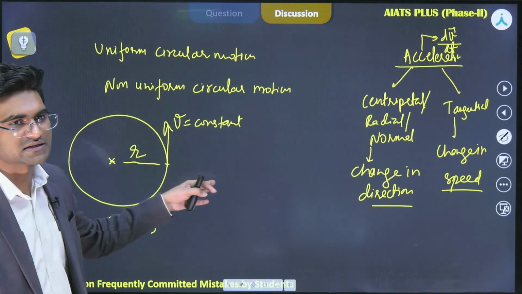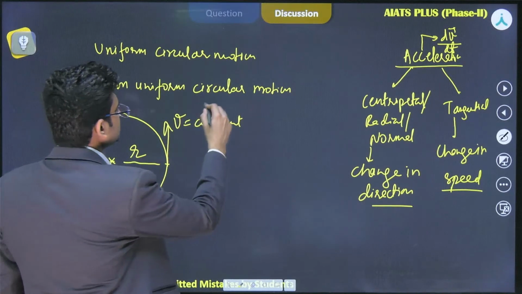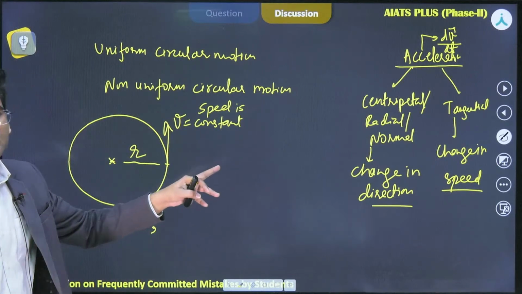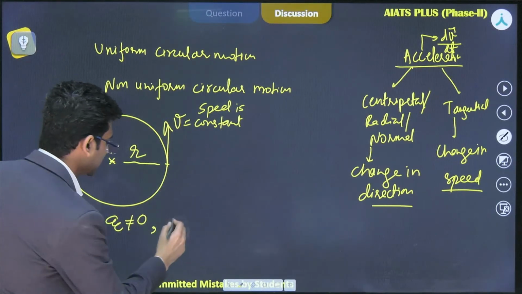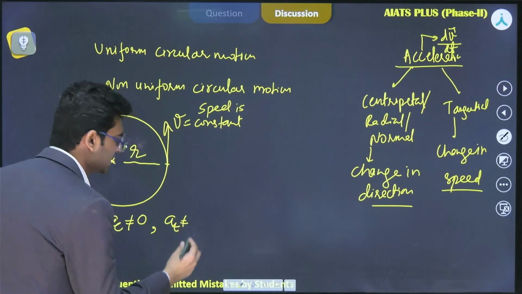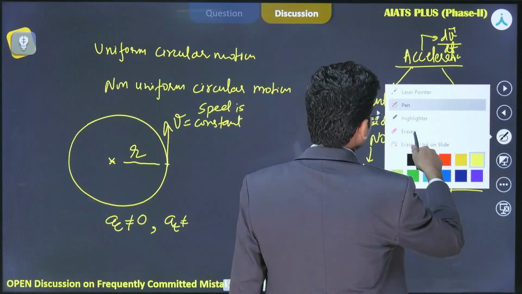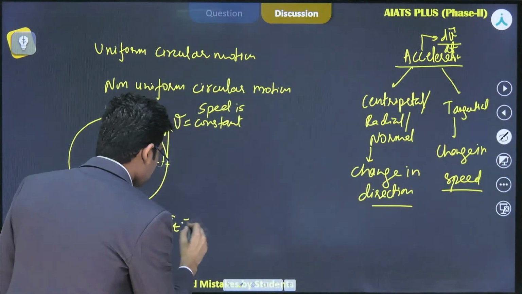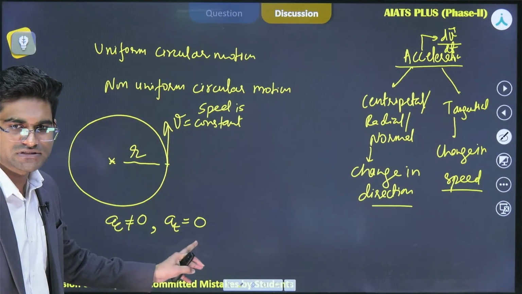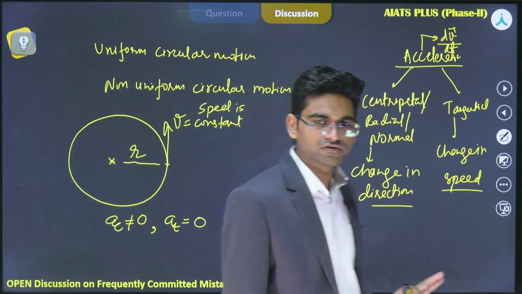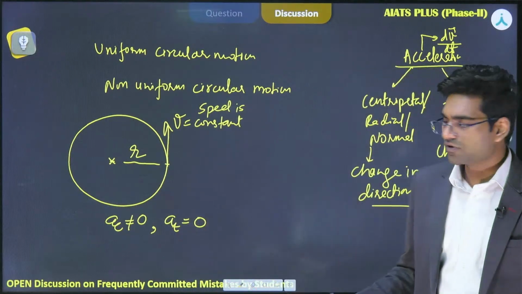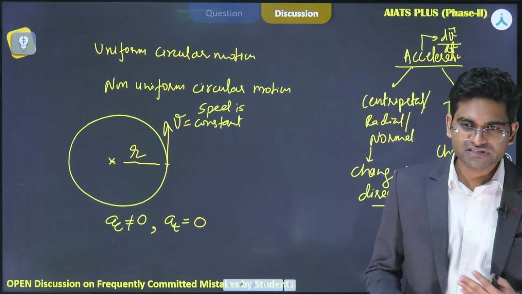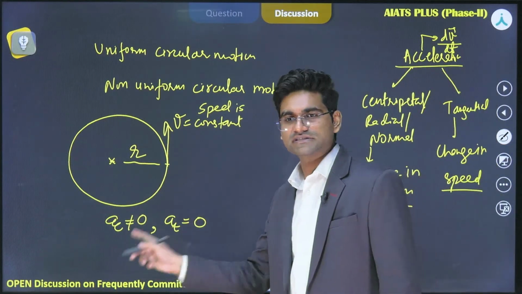What about the tangential acceleration? Since v, or the speed, is constant, the tangential part will be zero. So AT will be zero. Right? So AC will be non-zero and AT will be zero. You should know this about uniform circular motion. The speed remains constant, but the velocity keeps on changing, and that's why there should be an acceleration, which is centripetal acceleration.